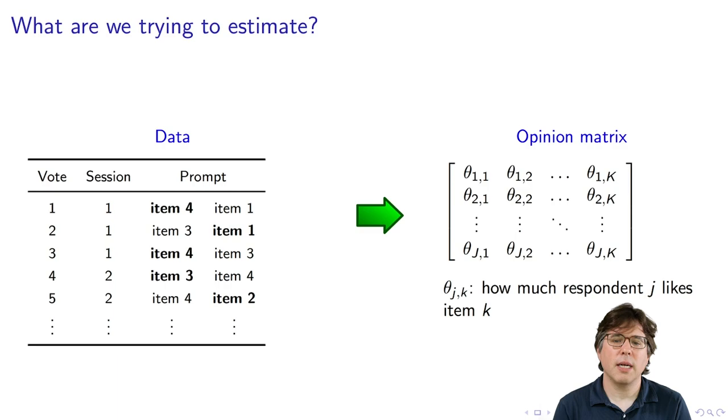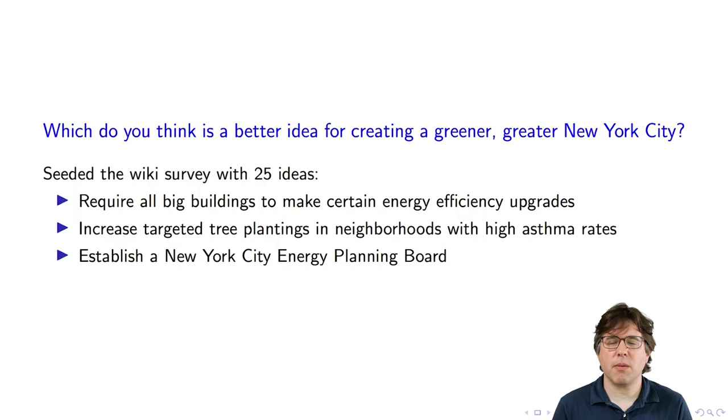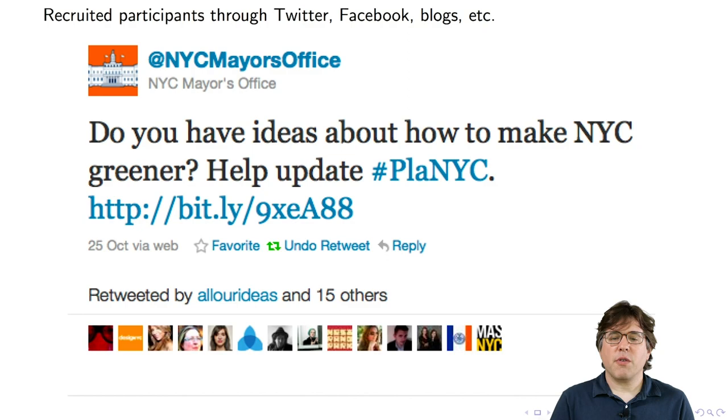So again, going back to this specific example, which do you think is a better idea for creating a greener, greater New York City? The mayor's office recruited people through a variety of ad hoc techniques: Twitter, Facebook, blogs, etc. So just to be clear, this is not a random sample of New Yorkers. I'm very aware of that. But there is nothing that would prevent you from using this same technique with a random sample of New Yorkers if you are willing to recruit one.